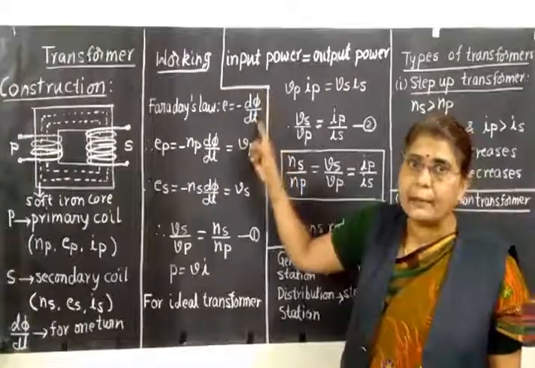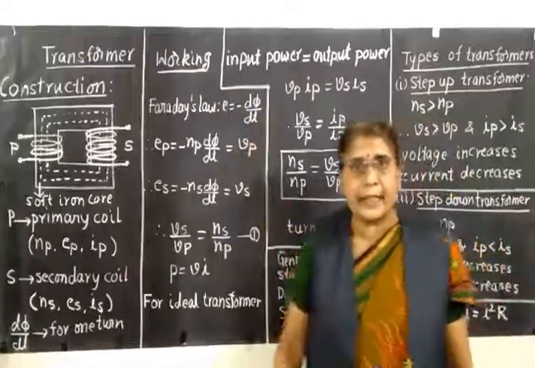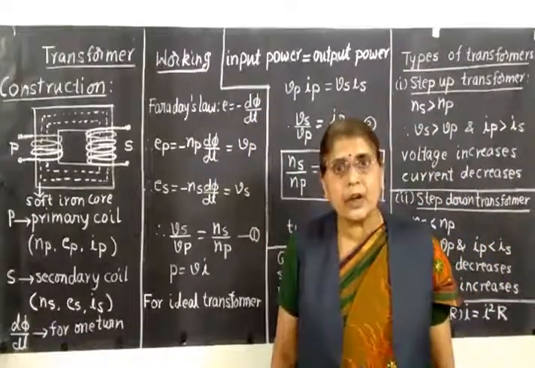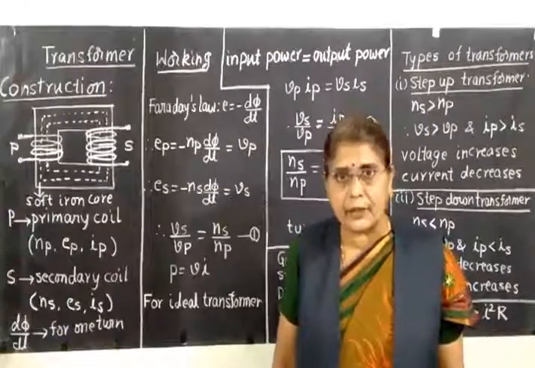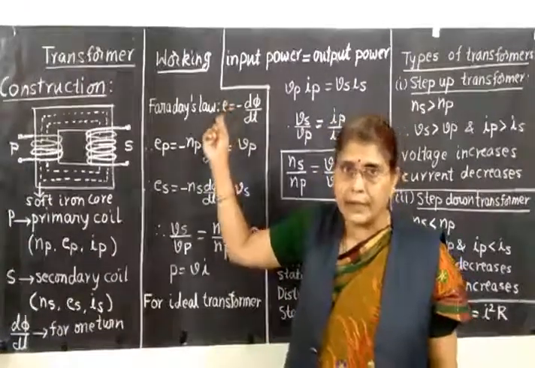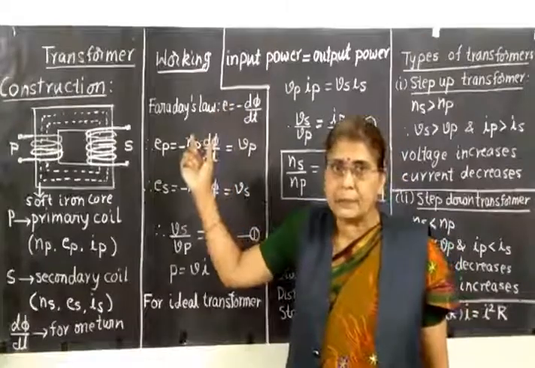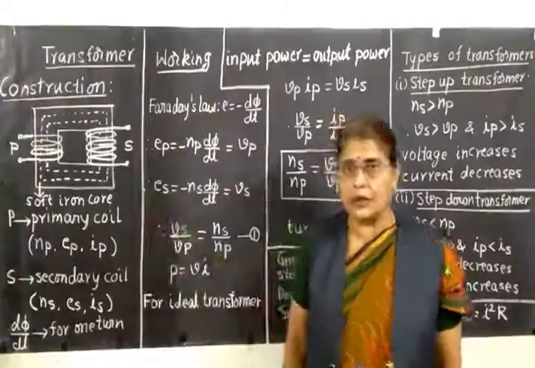So what is d phi by dt? d phi by dt is the rate of change of magnetic flux. So whenever there is a change in magnetic flux, an EMF is induced. Now this principle we shall apply to a transformer.